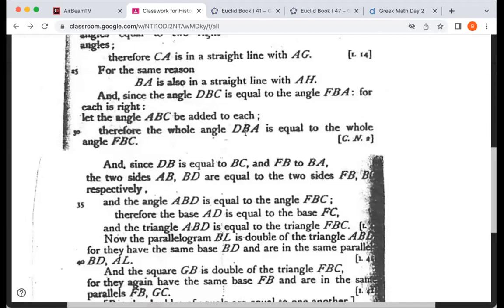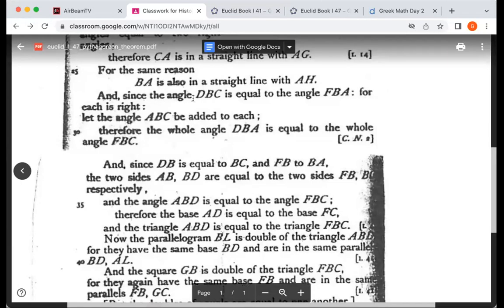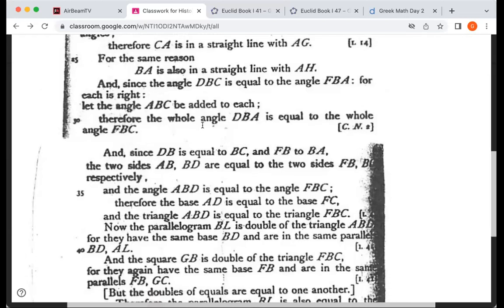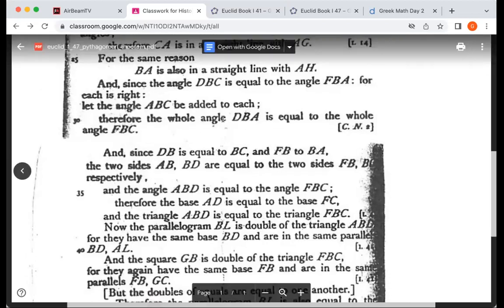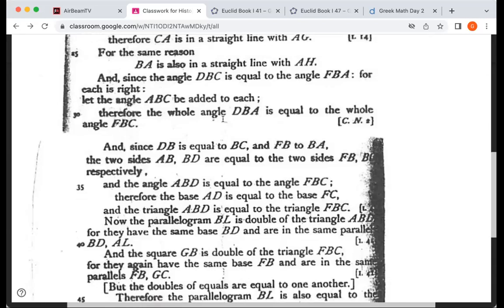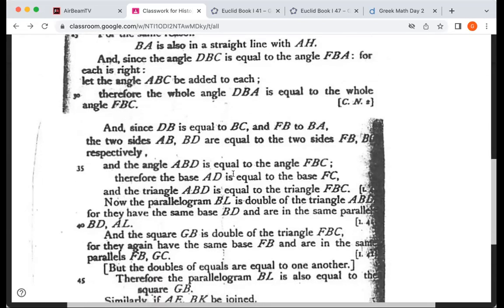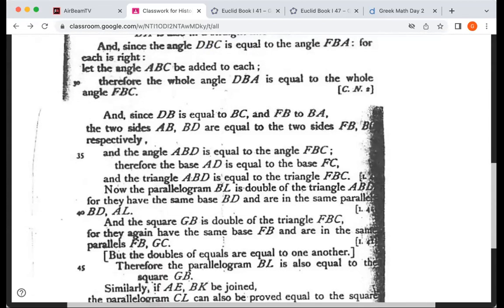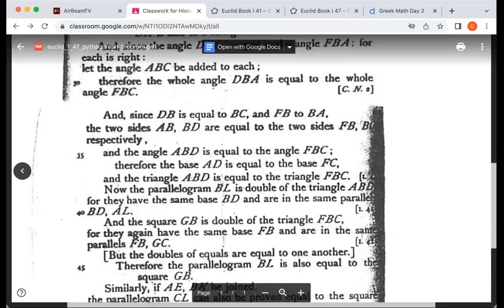And here's where they say the angle. Remember those obtuse angles? Since angle DBC is equal to angle FBA, for each is right, let angle ABC be added to each. Therefore, the whole angle is equal to the whole angle. That's making the obtuse angles. Here, he says that the two sides and the angle, therefore the base is equal to the base and the triangle is equal. We don't see it, but it says 1,4 there, SAS.